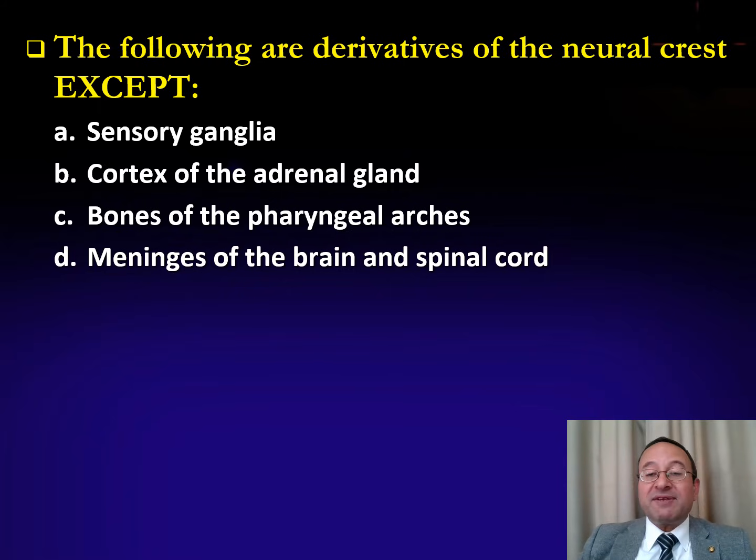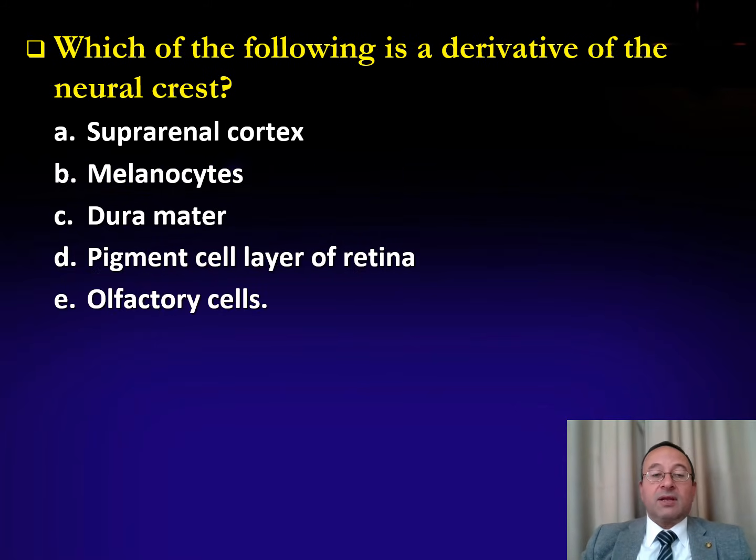The following are derivatives of the neural crest except sensory ganglia, cortex of the adrenal gland. Of course, this is because it gives the suprarenal medulla, not cortex. Which of the following is a derivative of the neural crest? Suprarenal cortex, melanocytes, dura mater, pigment cell layer of the retina, or olfactory cells? Of course, it is melanocytes.